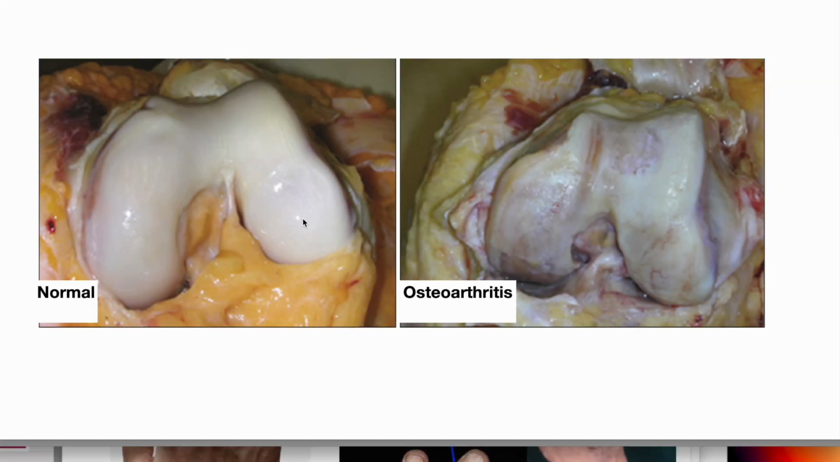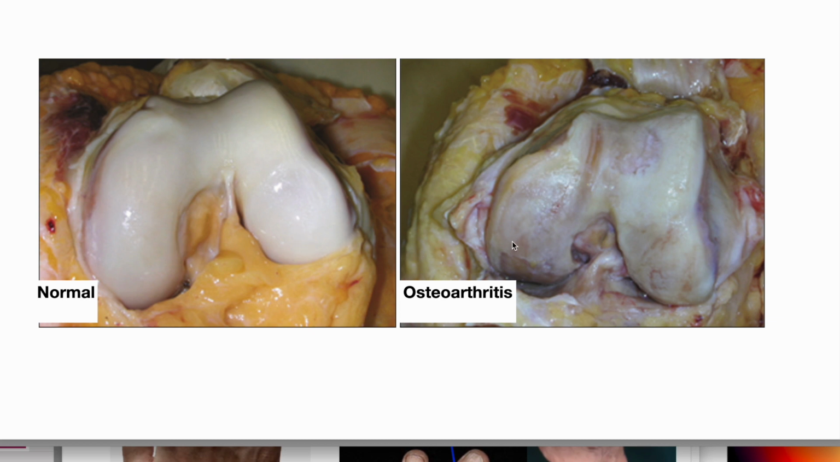In this picture, we can look at a real joint, and how the cartilage is damaged. On the left side, there's a normal joint during a procedure or surgery. We can see the bottom part of the femur, which is a part of the knee joint. It looks shiny. The cartilage is normal.